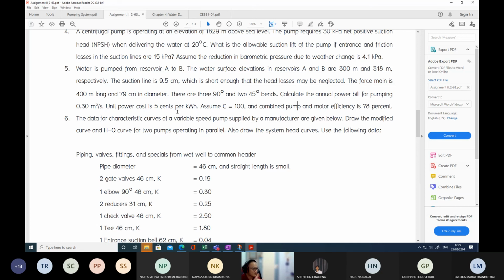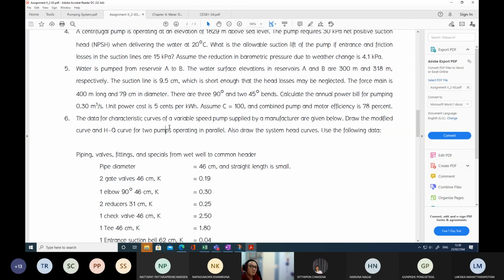Remember that the power is equal to gamma QH. Then you have to find the TDH. TDH is equal to static head plus major loss and minor loss. Once you know that head, multiply by the flow rate. The flow rate is already given. This one is the flow rate. And then at the end, you find out the power. So this is the way we determine the annual power billing.